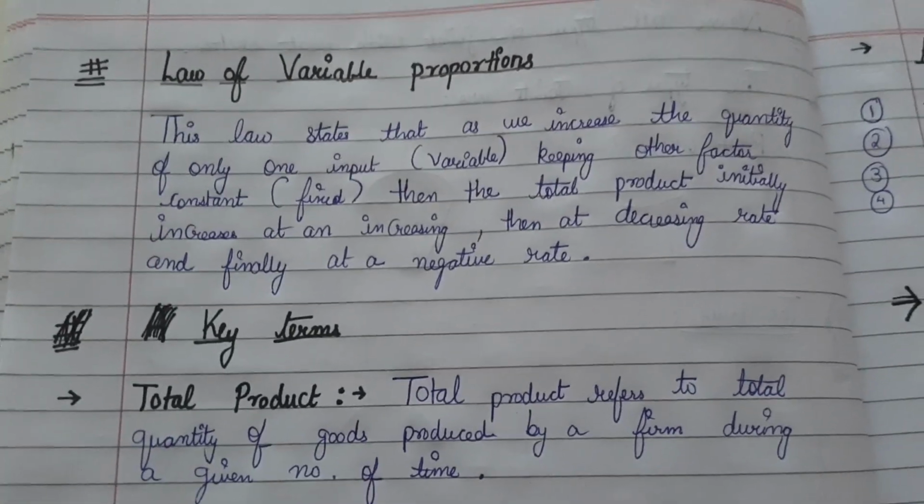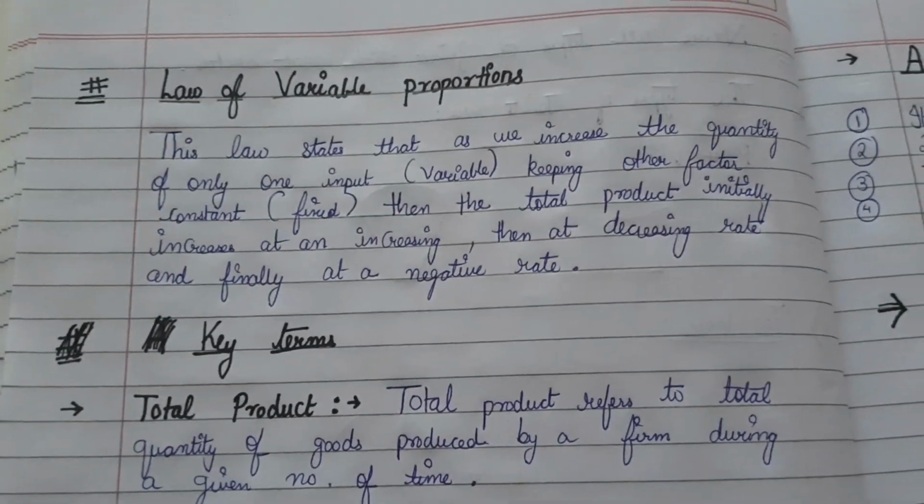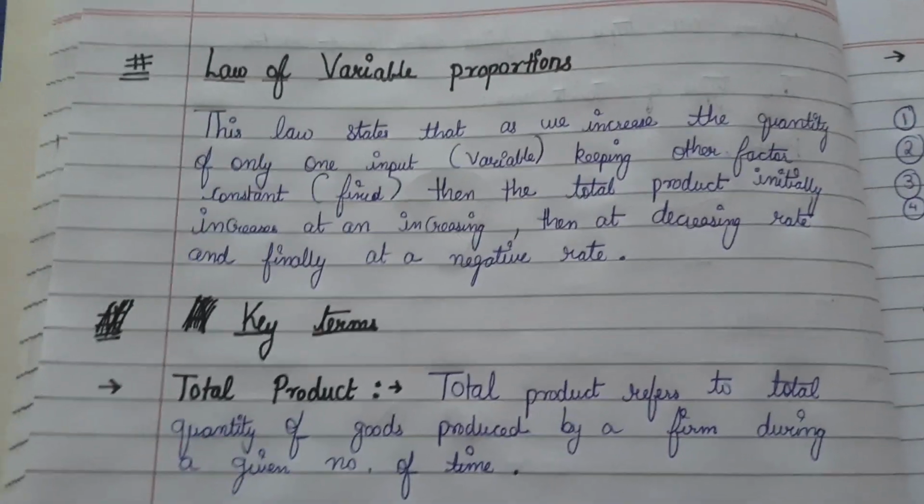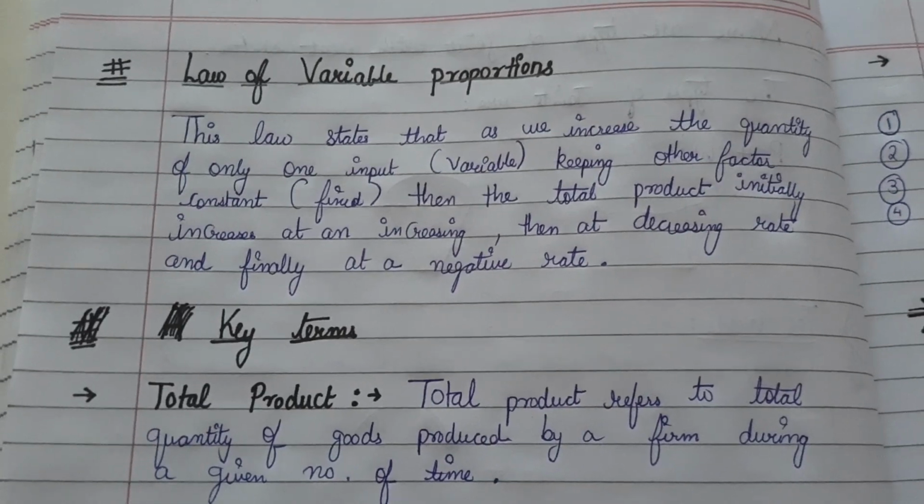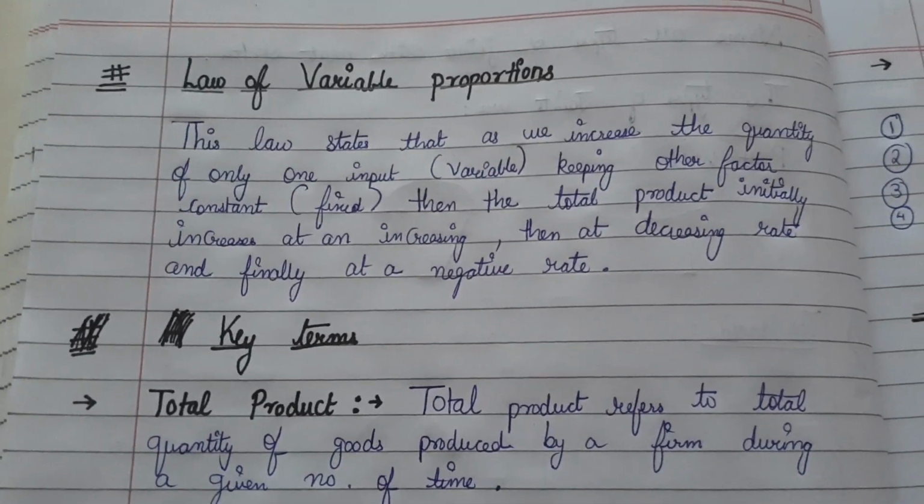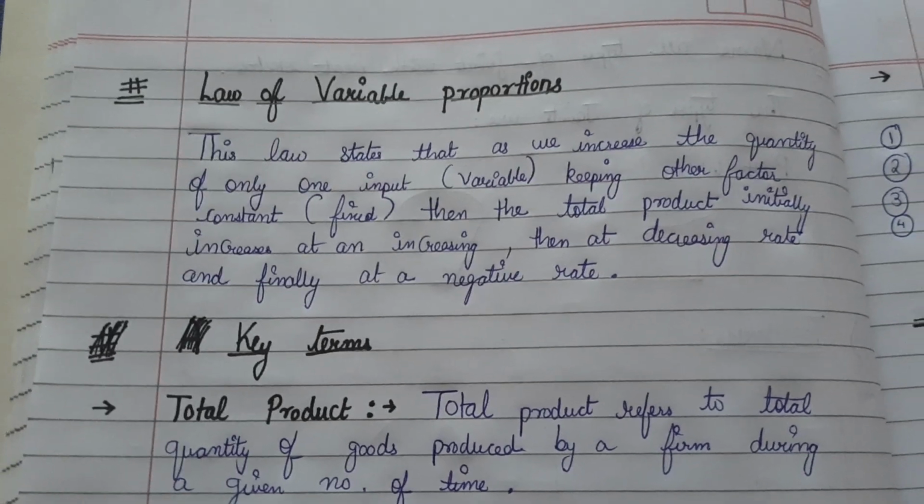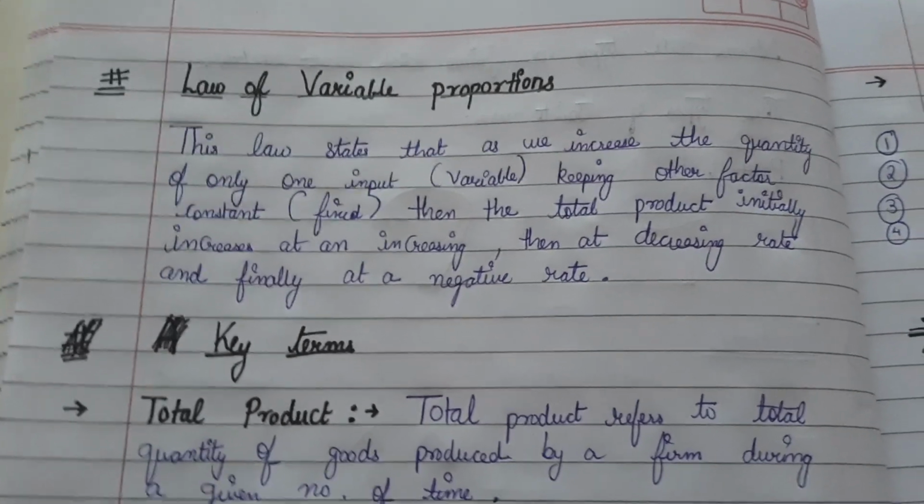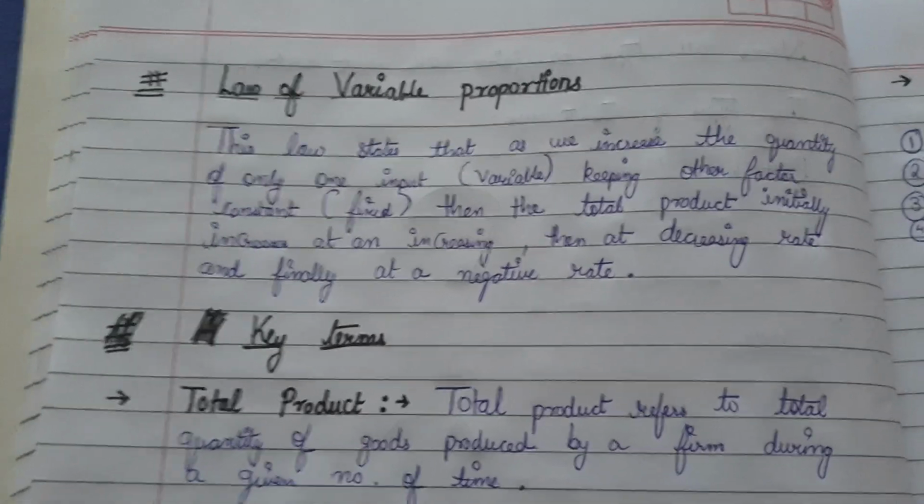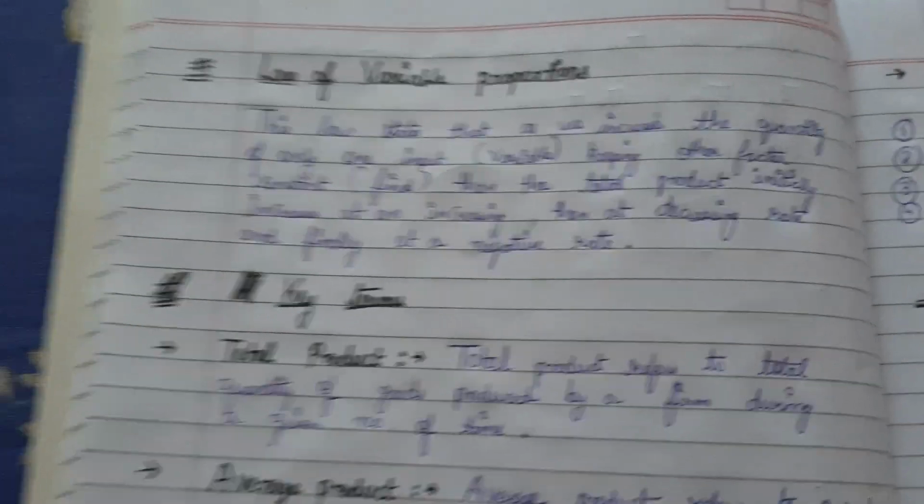As you can see, since we are dealing with variable and fixed factors, the first thing that should come to your mind is that we are talking about short run production functions. We have to do the production in a given amount of time. Then the total product initially increases at an increasing rate, then at a decreasing rate, and finally at a negative rate. So this was the statement of the law.